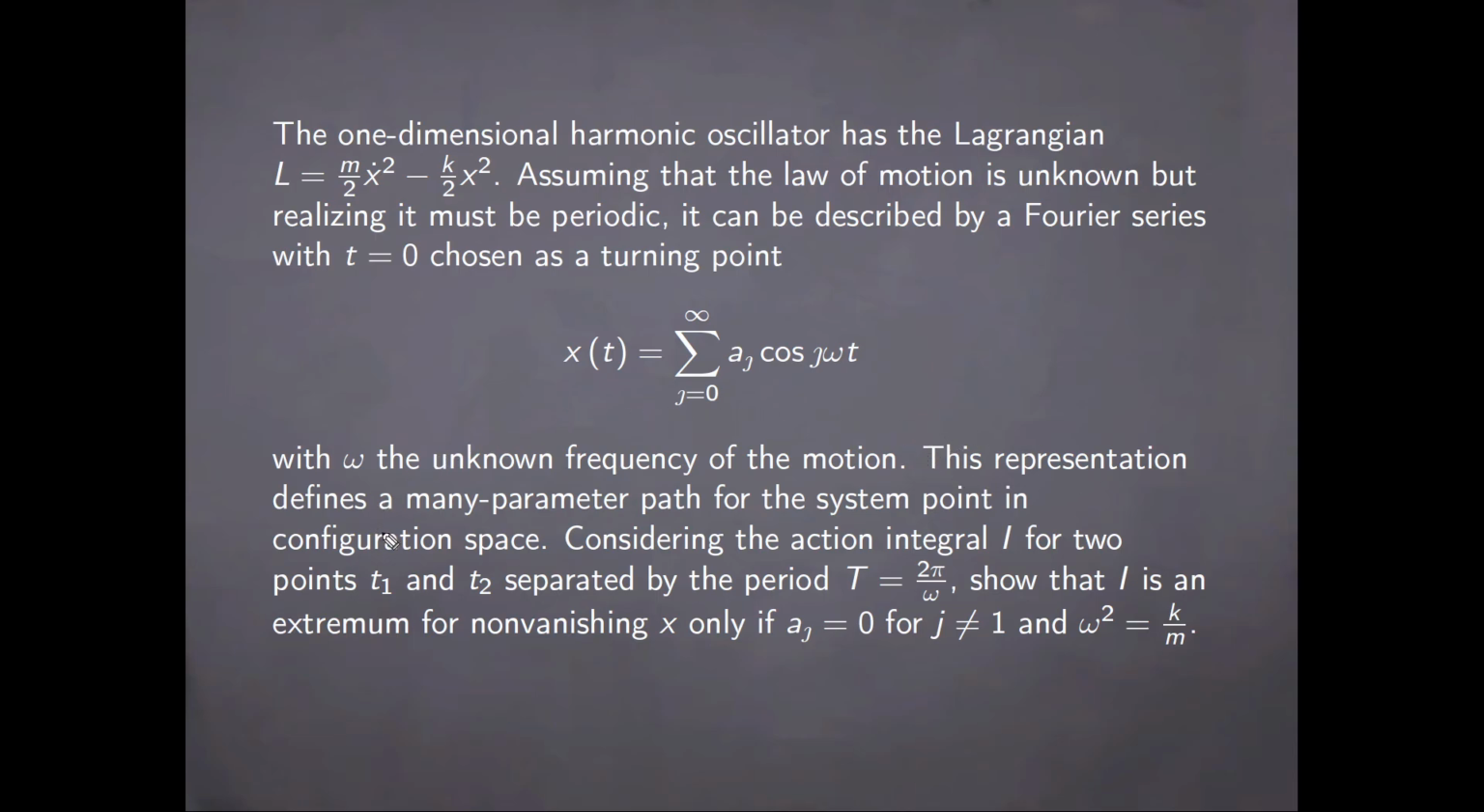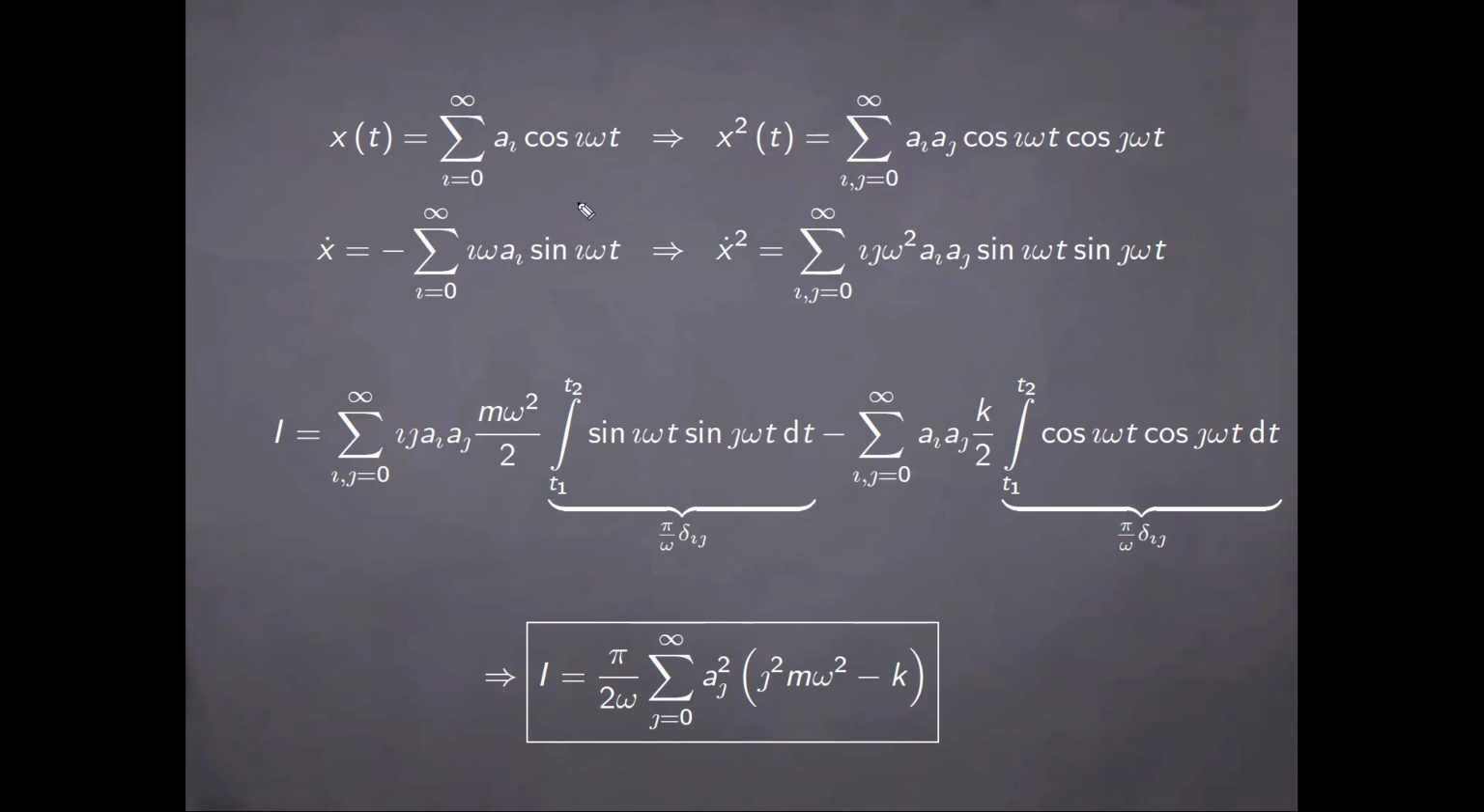This representation defines a many-parameter path for the system point in configuration space. Considering the action integral for 2 points t1 and t2 separated by the period capital T equal with 2 pi over omega, show that the action integral is an extremum for a non-vanishing x only if all coefficients vanish for j different to 1 and omega squared equal with k over m. So the dot here needs to vanish. And the solution is given as follows.